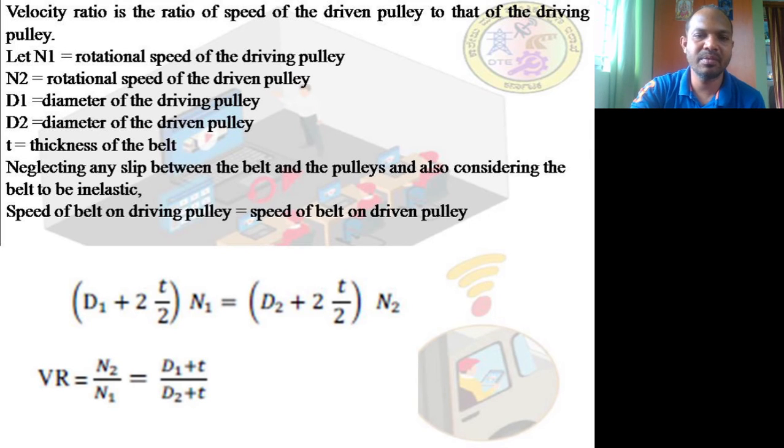Now let us take this velocity ratio, which is given by VR, the ratio of the speed of the driven pulley to the driving pulley. Now there will always be two pulleys unless otherwise we have a jockey pulley. Jockey pulley is the one which is used in order to make the slack side into the tight side so that the slip will be reduced. Slip percentage should be reduced. Is that clear?